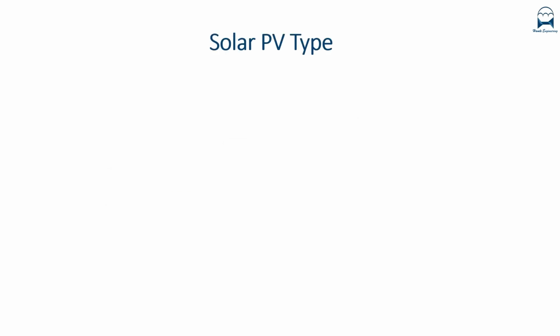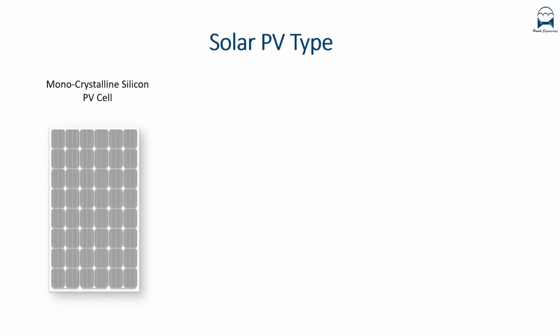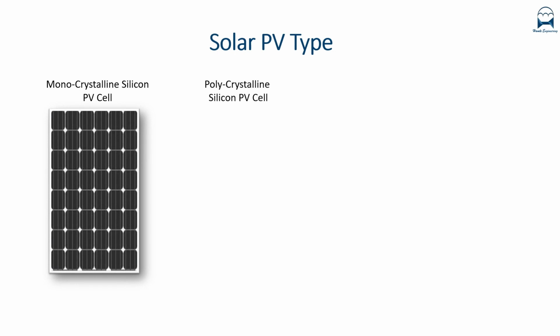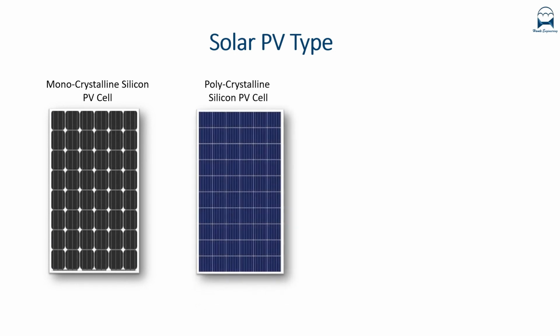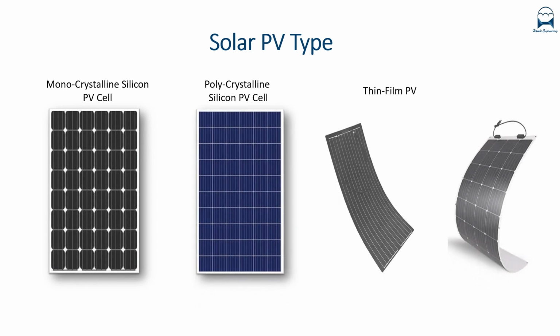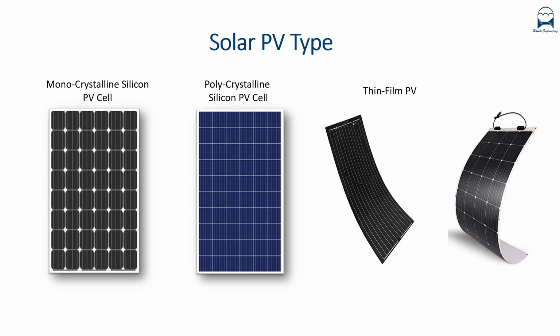Solar PV types. Basically there are three types of solar PV. They are monocrystalline silicon PV cell, polycrystalline silicon PV cell, and the third one is thin film PV solar panel. Now we discuss each one of them in detail. Let me start with the monocrystalline silicon PV cell.